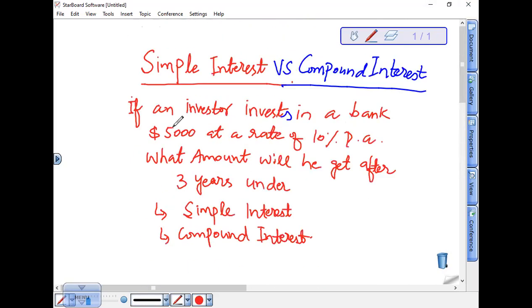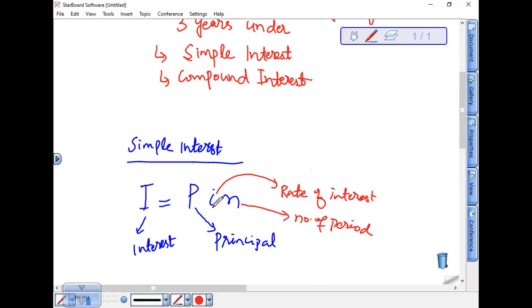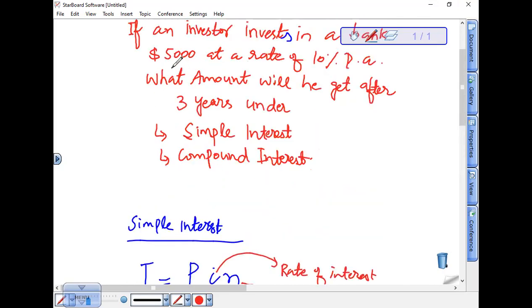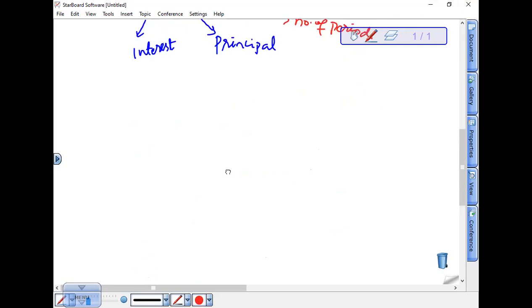Here we have one small question. If an investor invests $5,000 in a bank at a rate of 10%, here you can see 10% is small i, as PIN is the formula, and the principal amount invested in the bank is 5,000, and for 3 years, the number of periods is 3. So let's put the values in the formula. I is equal to principal 5,000, the rate of interest small i 10%, 10 over 100, times 3.